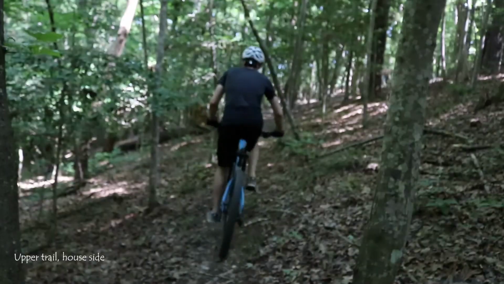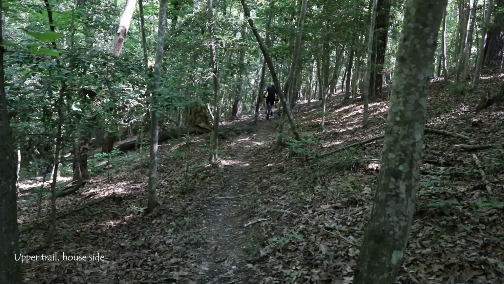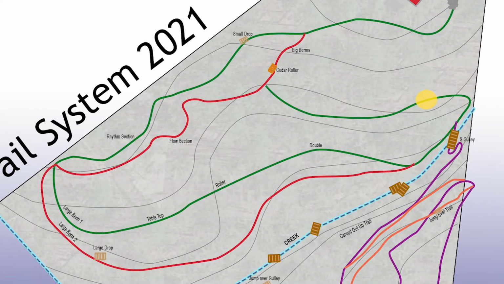So for the time being, that's the green trail. I do plan to add a couple of different features on it later on, but it's going to require a lot more work. It's fairly beginner friendly. I think my wife can ride it, and probably in the future, my son can ride it as well. So let's talk through the red trail.